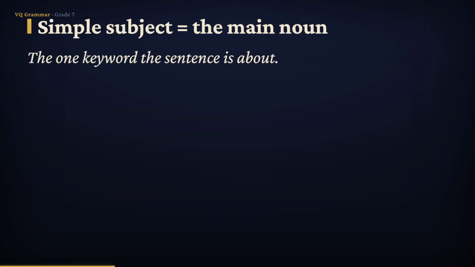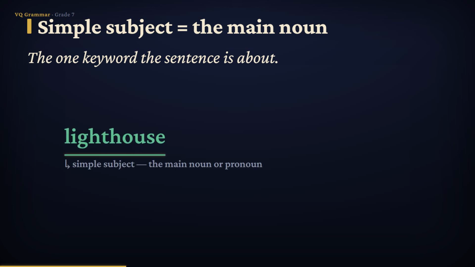Inside each side, one word does the heavy lifting. That word is the simple part. Inside our complete subject, the rusty old lighthouse, the simple subject is the main noun, lighthouse. Everything else, the, rusty, and old, is just there to describe it, so we drop those and keep the key word. The simple subject is usually a noun or a pronoun, the single word the whole sentence is really about.